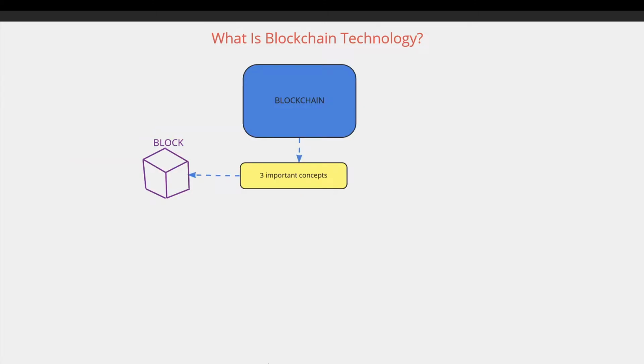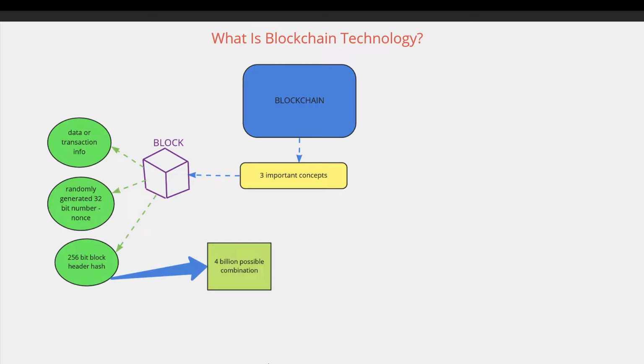So let's look at the important components of blockchain. The first one is the block. A block is data or transaction info. Each block has a 32-bit randomly generated number called a nonce. Nonce stands for number used only once. That 32-bit randomly generated number in turn generates a 256-bit block header hash. That specific 256-bit block header hash is the identifier for each block with each new transaction. With that 256-bit hash, there are 4 billion possible combinations.